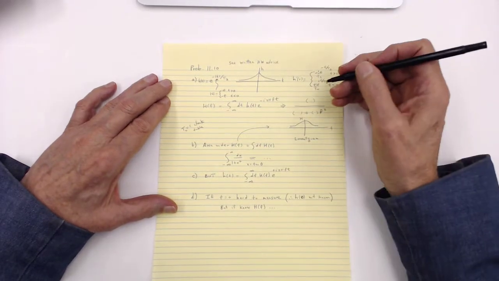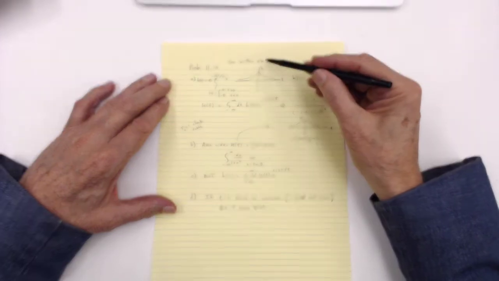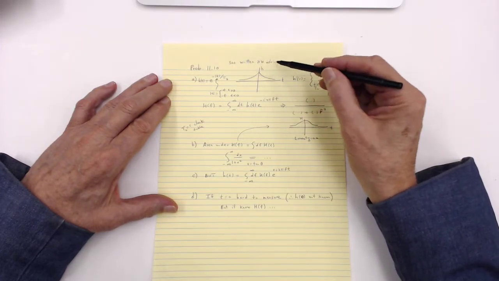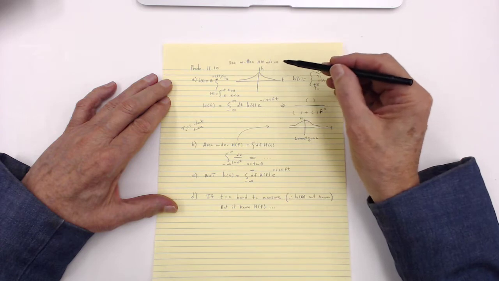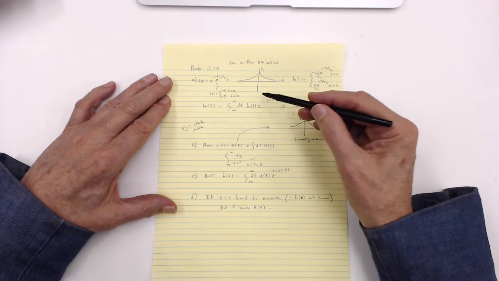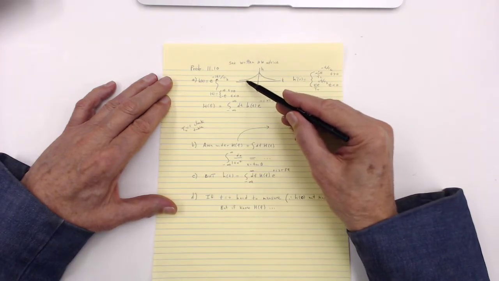Video help for problem 11.10. See the written homework advice. There's some extra little formulas and things connected there that I won't repeat here, but I just want to tell the story. We're looking at the Fourier transform of the exponential function.